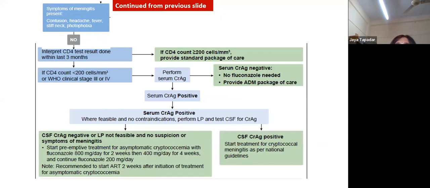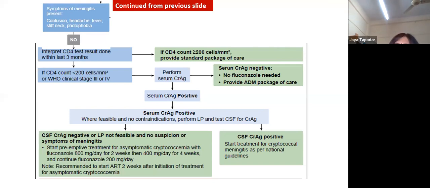Of course, you look for other OIs also, do the CBNAAT if the sputum is there, or you can do a CSF CBNAAT if you're thinking about tubercular meningitis. Okay. And if the serum CrAg is positive, you do a CSF CrAg. Okay. And if the CSF CrAg is positive, you treat the patient as cryptococcal meningitis. Whether the patient has symptoms or not, that is not essential. If the CSF CrAg is positive, treat it as cryptococcal meningitis.